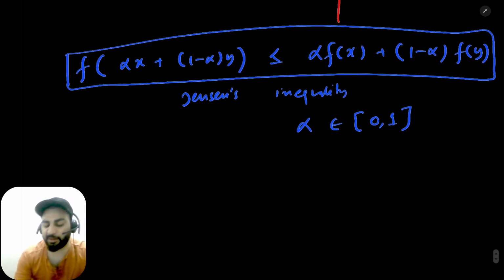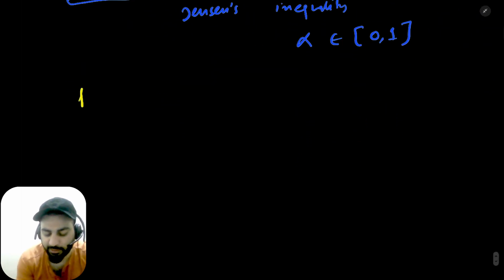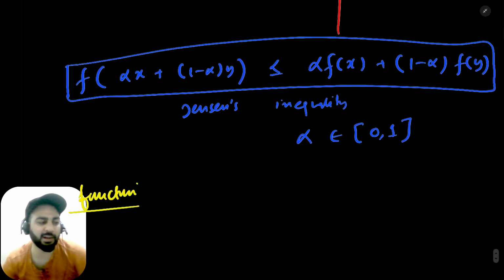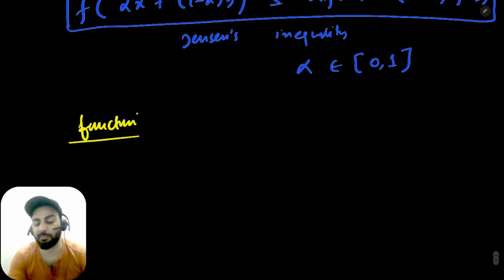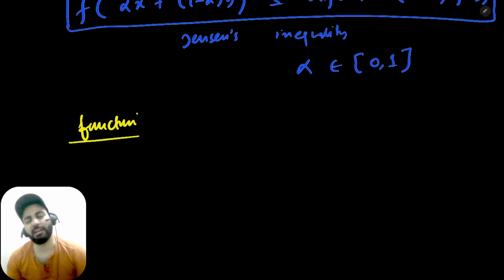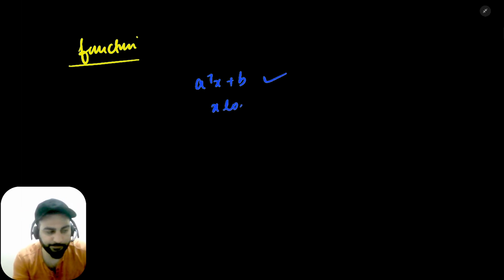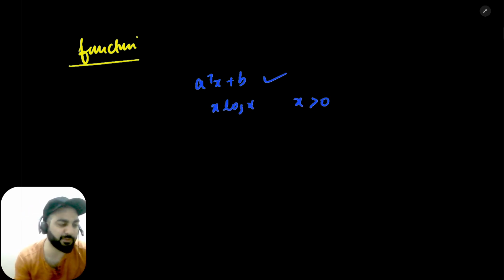Now, if you are given a function and you are told to check if it is convex or not, it's a very difficult task. So there are some building blocks, some famous functions which are convex. If you see parts of these functions, you can decide. Let's suppose A transpose x plus b. This is a convex function, and x log x for x greater than 0 is a convex function.